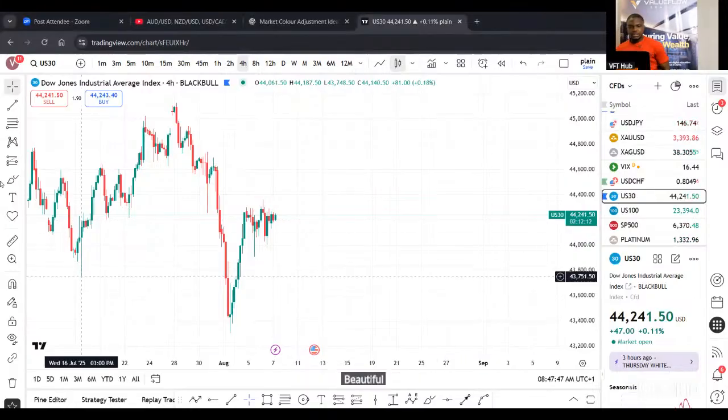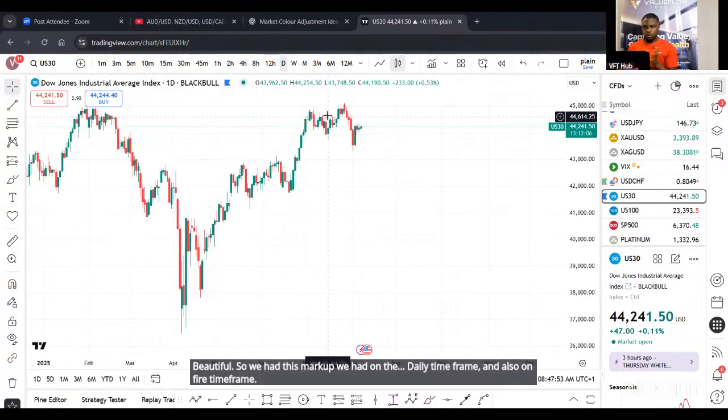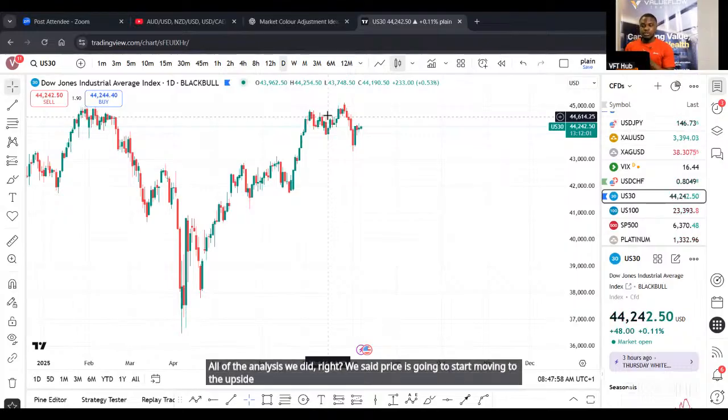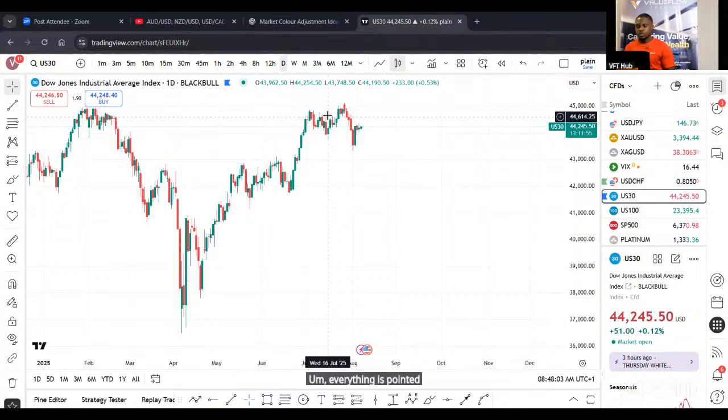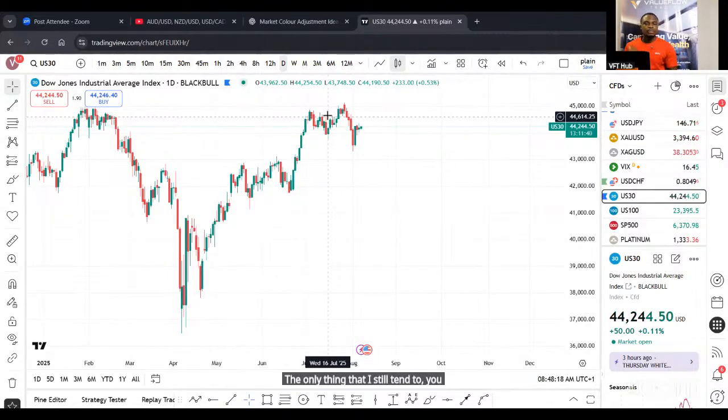Beautiful. So we had this markup on the daily time frame and also on the 4-hour time frame. All of the analysis we did, we said price is going to start moving to the upside from this zone, because everything points to the markets being bullish. VIX, which is the fear index, is still very much bearish, right? And once the fear index is bearish, meaning people are not fearful, we expect the market to rally to the upside.